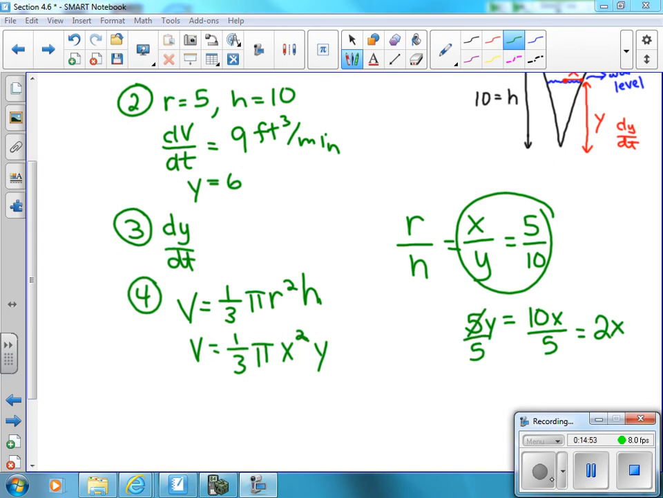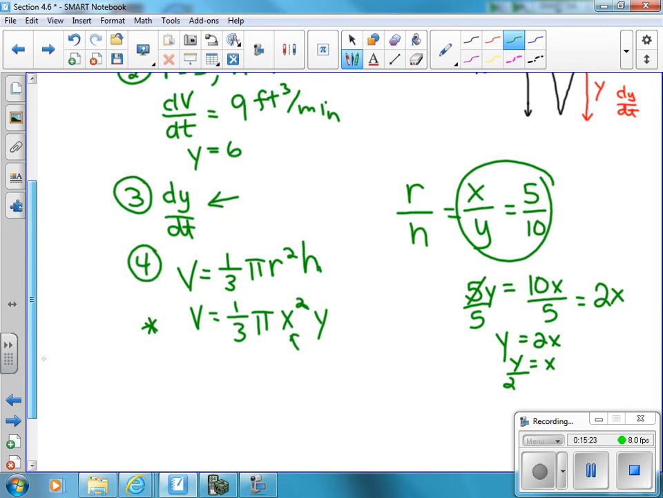let me step back and reevaluate a moment. We are going to be looking for dy/dt, so when we take this derivative, we are going to want to have only y's in our volume equation. So I want to retrace my steps and actually solve for x. So if y equals 2x, that means x equals y over 2. That is what I'm going to want to substitute in here. And then when I take the derivative, I have the dy/dt that I'm looking for.